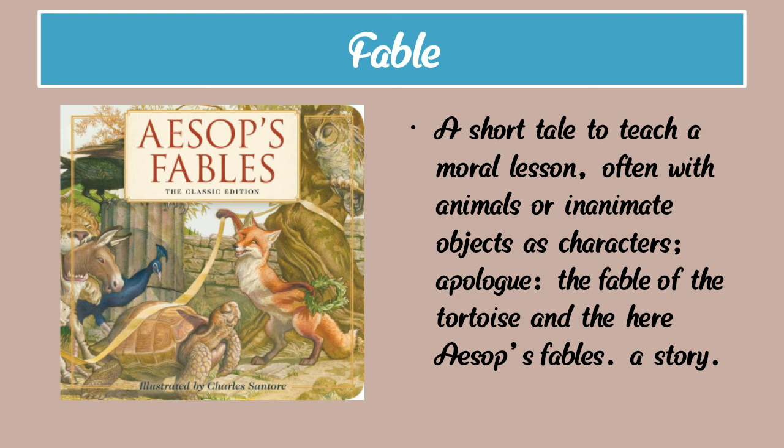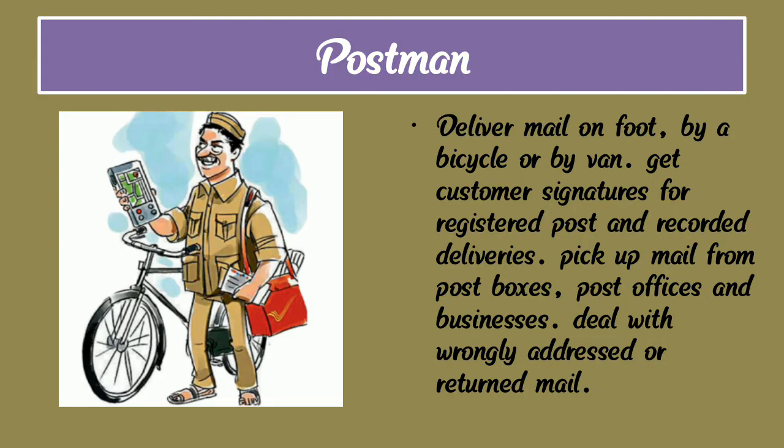So, a fable is a short tale which has a moral in the end, and we find that Aesop's fable has so many animal characters. And then we learn about postman. So, what is a postman? The person who delivers the letter is a postman, and we all know about postman.